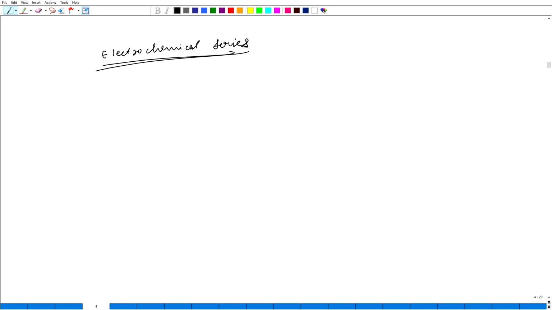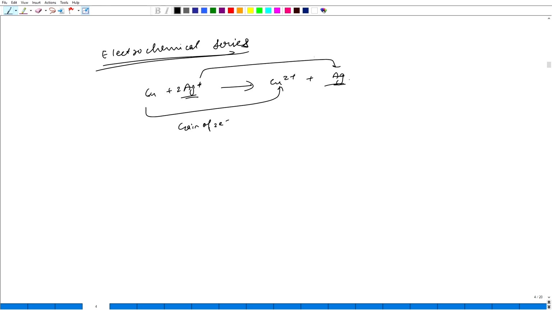We have now seen that one metal wants to get oxidized, one element wants to reduce. Similarly, besides this example of copper and zinc, let us take another example of copper in presence of 2 Ag plus. We know that copper does not want to go to copper 2 plus in presence of zinc, copper wants to stay as copper. But in presence of Ag plus, copper goes to copper 2 plus and Ag gets reduced. This is a gain of 2 electrons and this is a loss of 2 electrons.